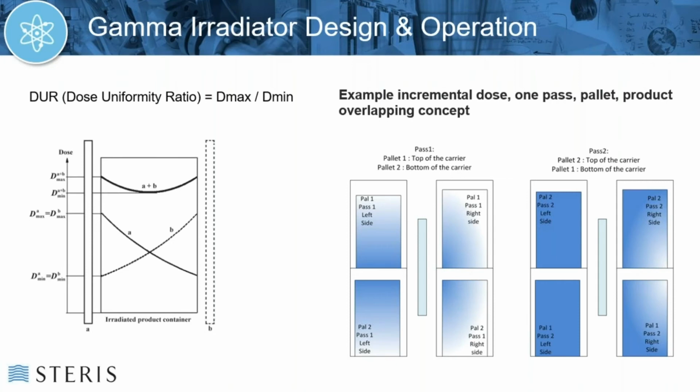So lateral dose variation may be reduced in several ways, either placing higher activity source pencils near the periphery of the source rack, or relative arrangement of product containers and the source. So source overlap or product overlap.